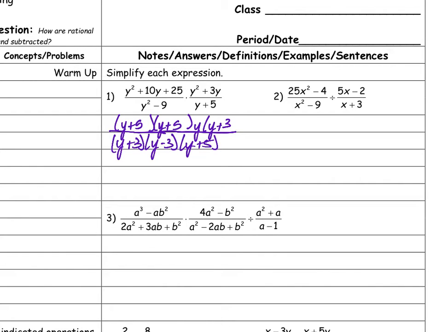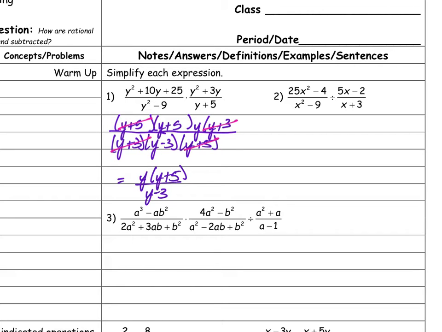And then I make some ones. So I've got a y plus 5 and a y plus 5 and a y plus 3 and a y plus 3. And that leaves me with y times y plus 5 over y minus 3. And you usually don't multiply these back together. You just leave them in factored form, even though I know it says multiplication.